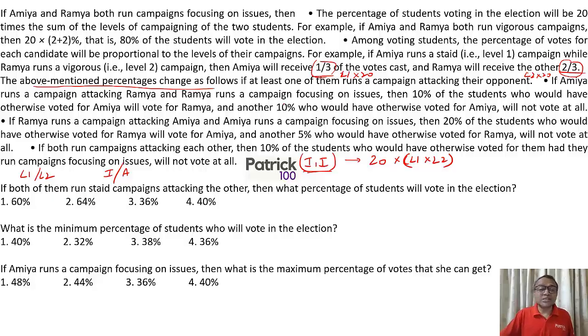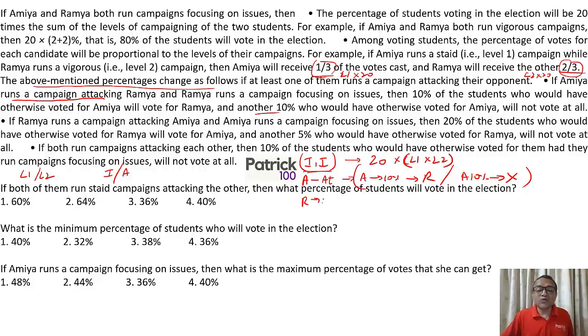Second, there are some changes. This is Amya runs a campaign attacking Ramya. So I'll write that. So Amya is attacking Ramya and Ramya is focusing on issues, and 10% of students who would otherwise have voted for Amya would vote for Ramya. So 10% who would have voted for Amya would vote for Ramya, right? And another 10% who would otherwise vote for Amya would not vote. So 2 cases: 10% would vote for Ramya and 10% would not vote.